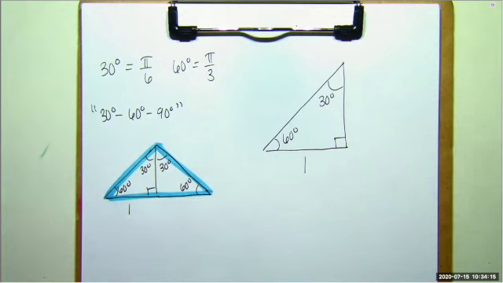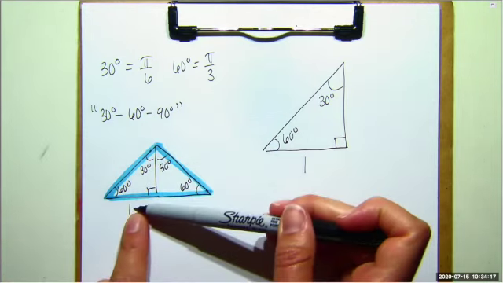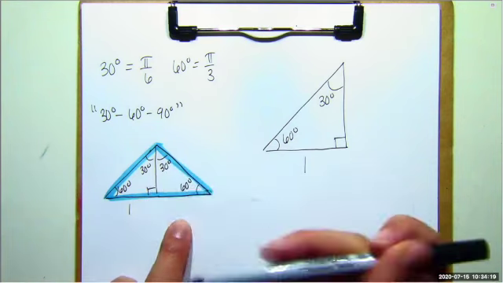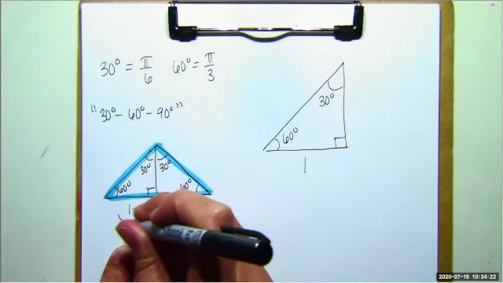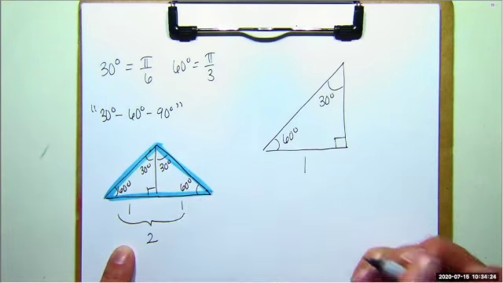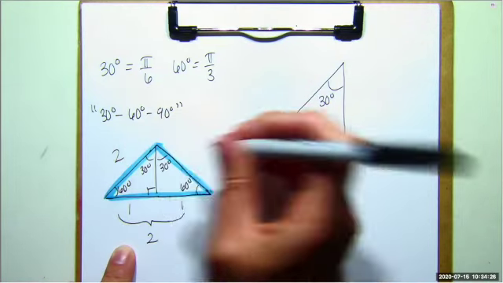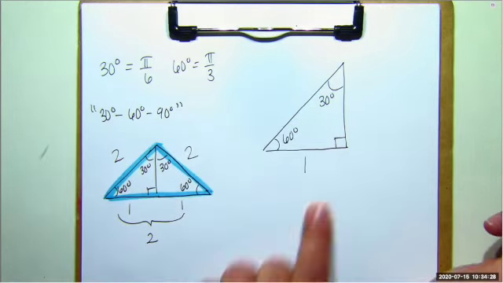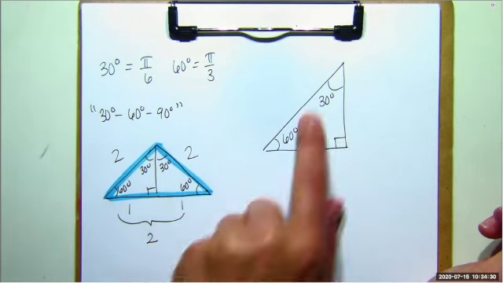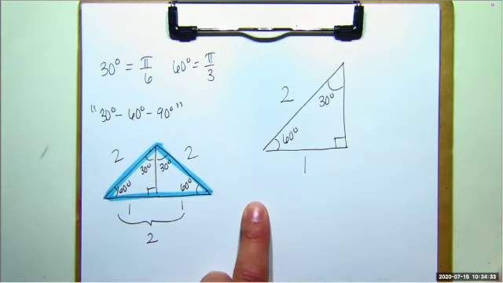which means that if all the angles are 60, all three sides are also the same. So this side across from the 30 is 1, this side across from the 30 is 1, which means the total length of the side is 2, which means this side is 2, which means this side is 2. Going back to our picture here, that means the hypotenuse has length 2.